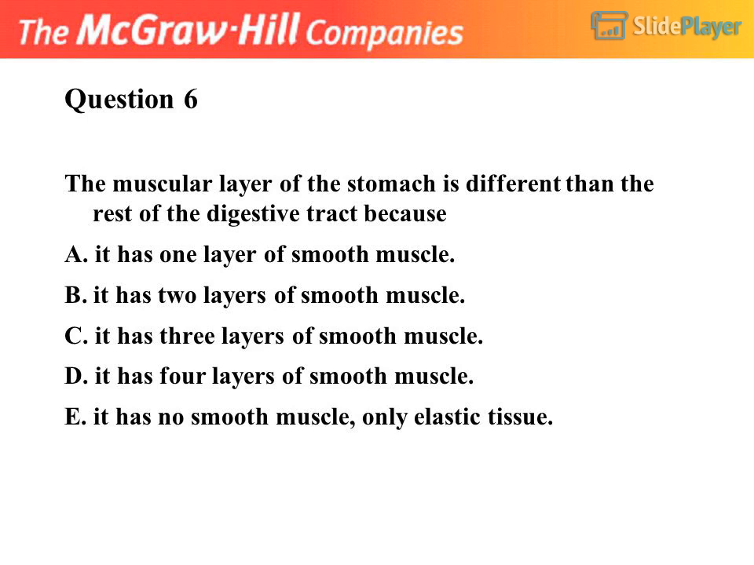Question 6. The muscular layer of the stomach is different than the rest of the digestive tract because A. It has one layer of smooth muscle, B. It has two layers of smooth muscle, C. It has three layers of smooth muscle, D. It has four layers of smooth muscle, E. It has no smooth muscle, only elastic tissue.